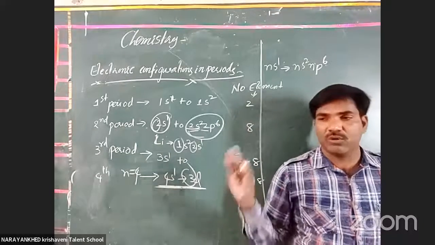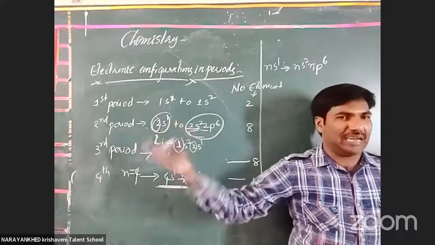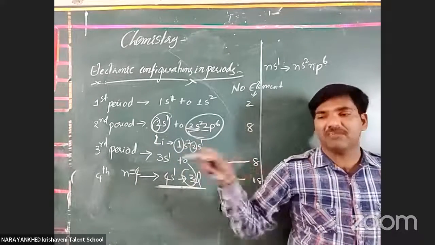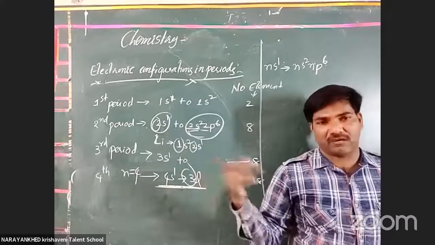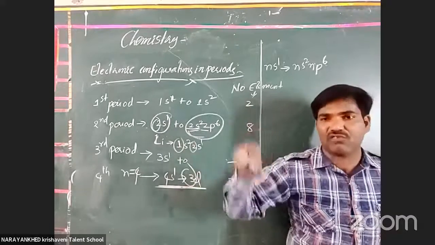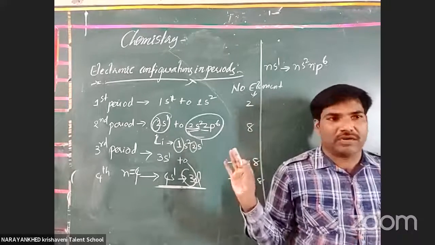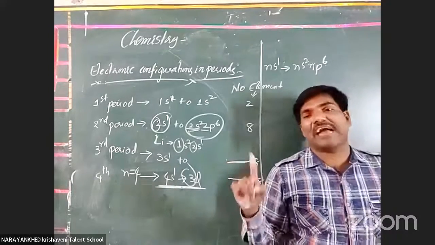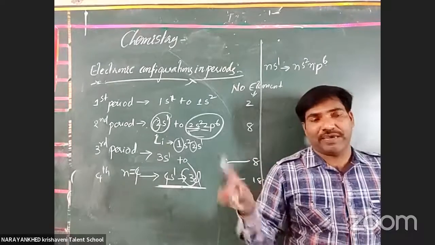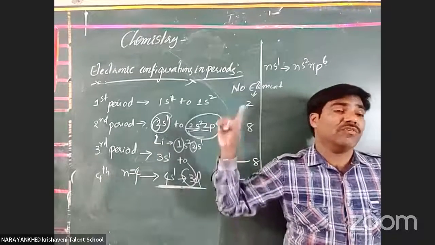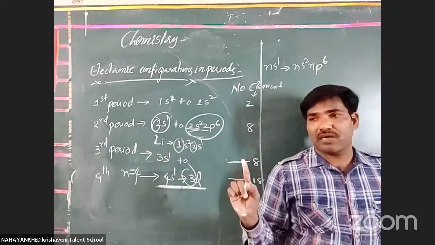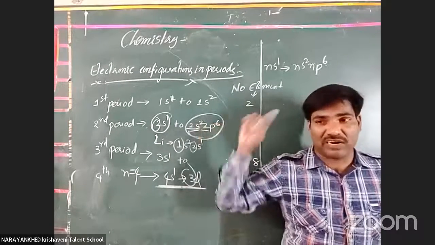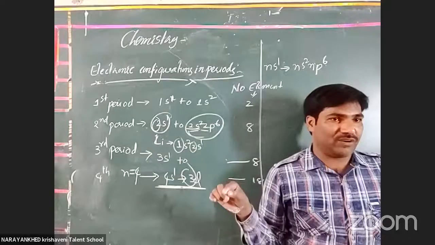Why? Because you know very well the starting element and ending element electronic configuration of a period. Whatever electronic configurations are between them, they belong to that period only. Got it or not? Suppose the 6th period is there, starting with 6s1, ending with 6s2, 6p6. That is radon. The nature of the 6s2, 6p6 is what? Radon. Understood all of you?